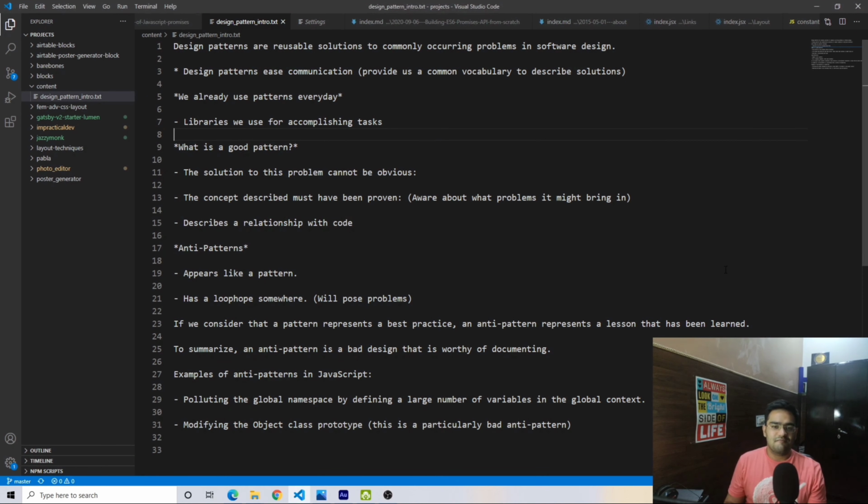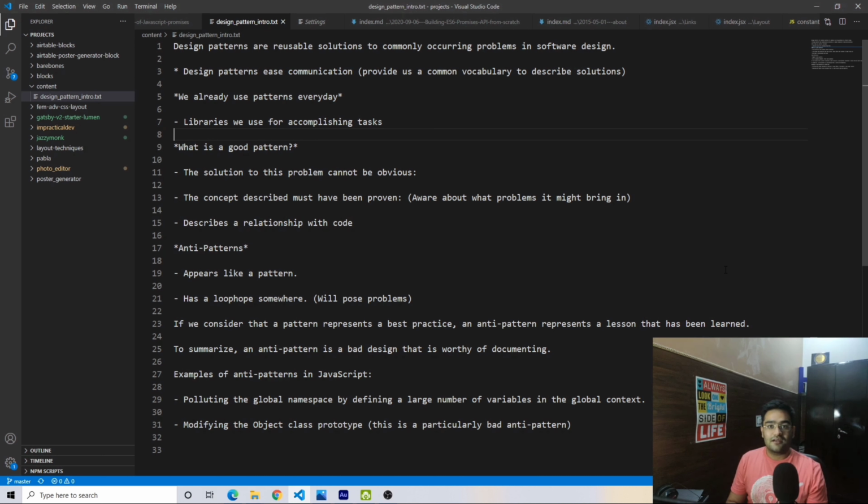Alright, let's talk design patterns. Design patterns are reusable solutions to commonly occurring problems in software designs. So for example, consider that you do not really know how to drive a car, and depending on what car you have, the way to drive a car might be different. So there is a pattern to driving an automatic car, and there is a pattern to driving a manual car.